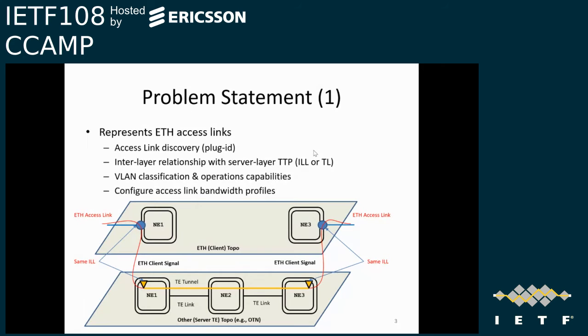And then in order to set up an underlying server layer like an OTN tunnel, which supports this service, we need to know the association between the client layer LTP and the server layer TTP, and for which we assume to reuse the inter-layer lock or the transitional link defined by the TE topology. In addition to that, we want to provide additional information on the access links about what capabilities they can support, so what type of classification operation we can do, and we want to configure the bandwidth profiles used on these access links, which are the two items addressed by this document. Next slide.